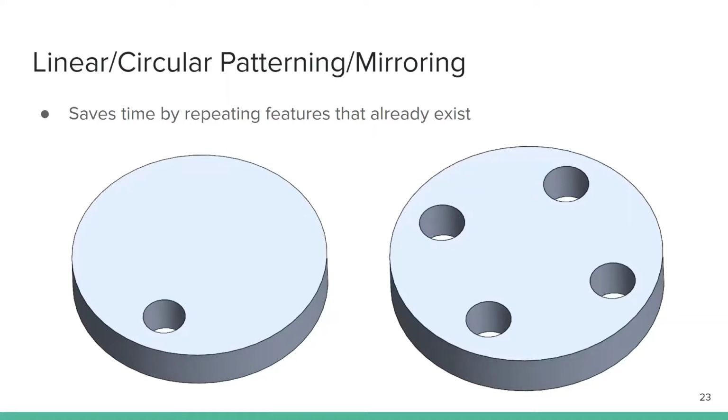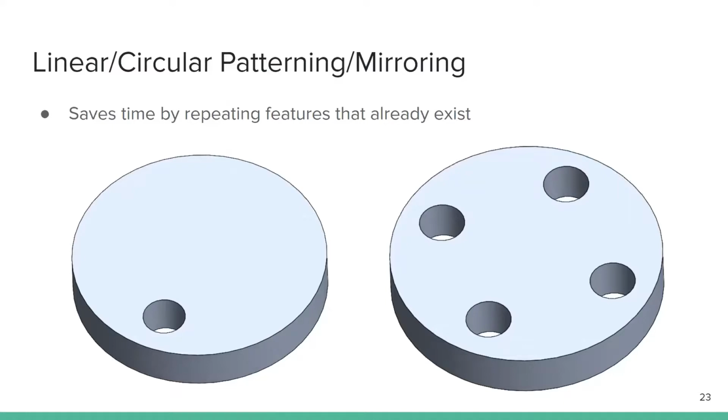For example, with this one, when you do circular patterning, you have to pick how often you want it. So for this one, it's every 90 degrees, and you can select that again. You can make it with 6, you can make it with 8, however many you want. And again, this is just saving time.